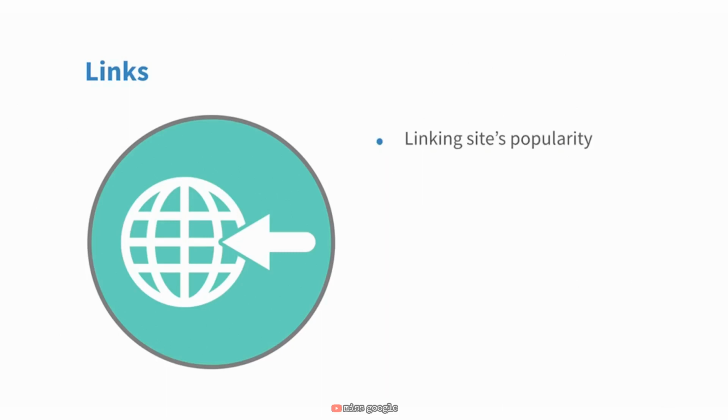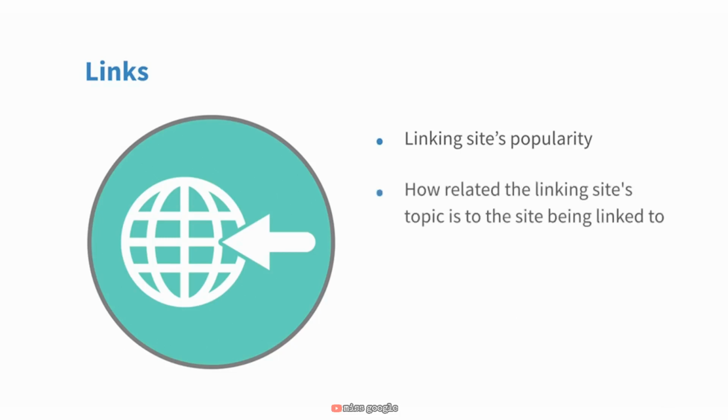The linking site's popularity, so if Wikipedia links to your site, that's much more important than a random blog linking to your site. How related the site's linking topics are to the site being linked to. So that means if you have a website about cake decorating, then getting a link from a baking website is more valuable to you than a link from a lawn cutting website.